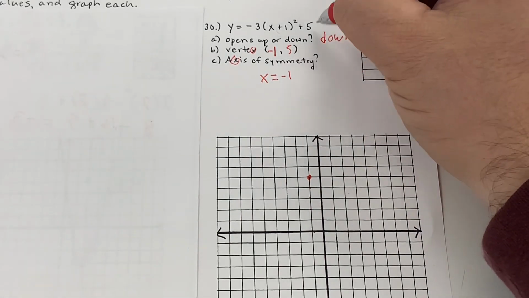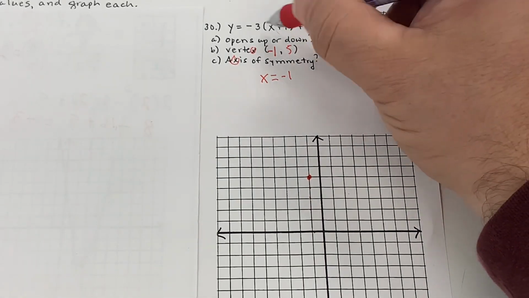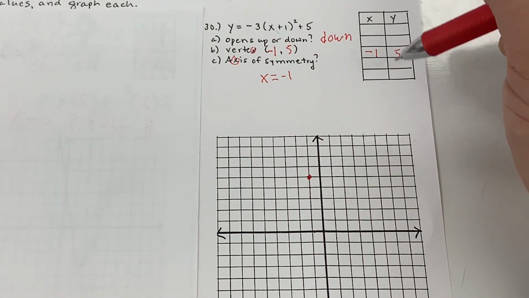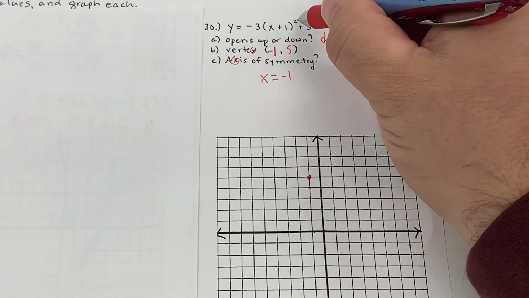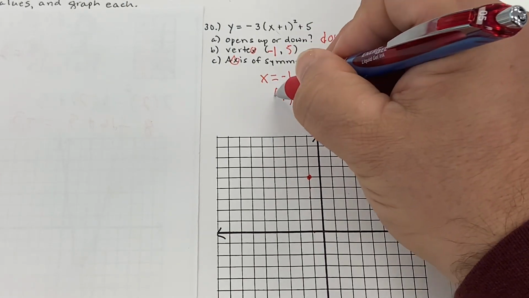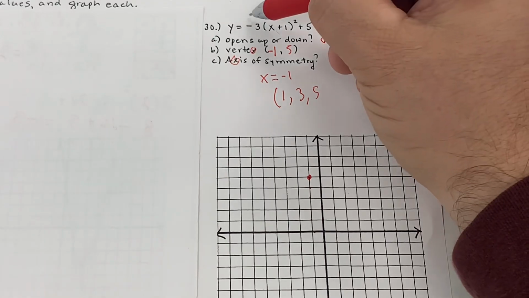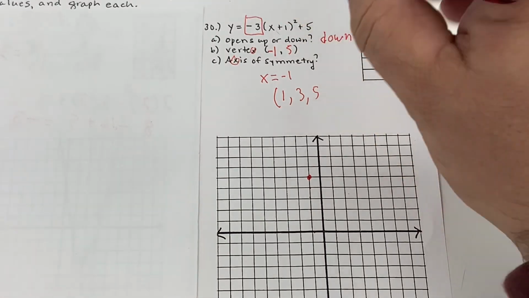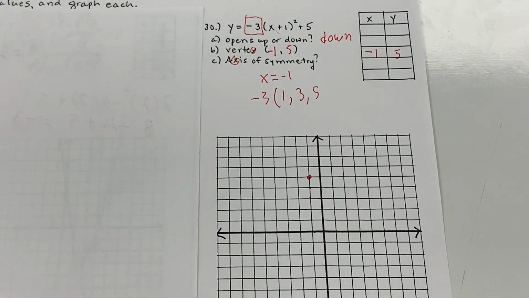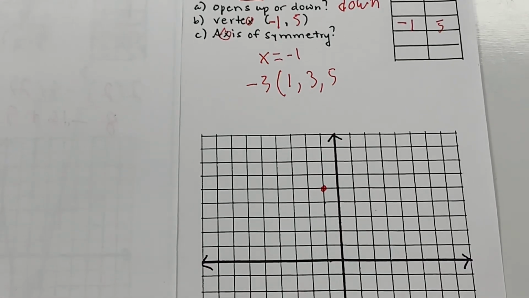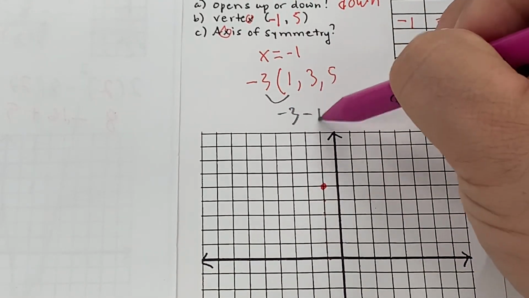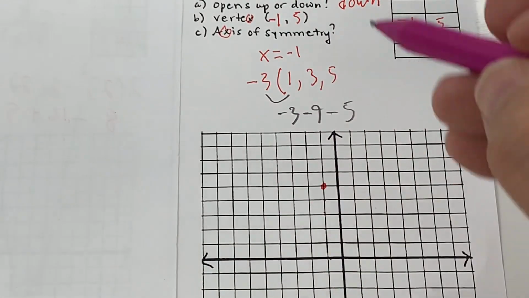Now, I can't get the y-intercept from that 5 because it's in vertex form. So I actually have to figure out what these coordinates are going to be. Now, pay close attention. Because it's x squared, I'm going to write down 1, 3, 5. But notice, there is a negative 3 in front of my problem. That's why it opens down. So I put that negative 3 out in front of my 1, 3, 5. And that's going to be negative 3, negative 9, negative 15.